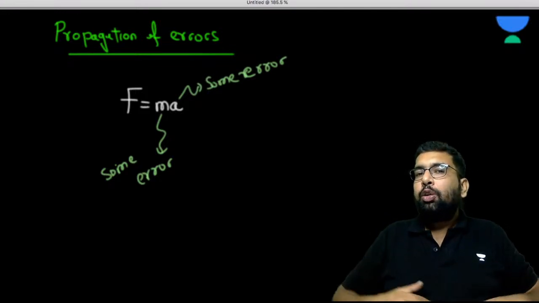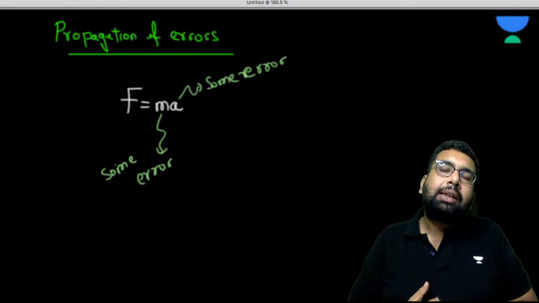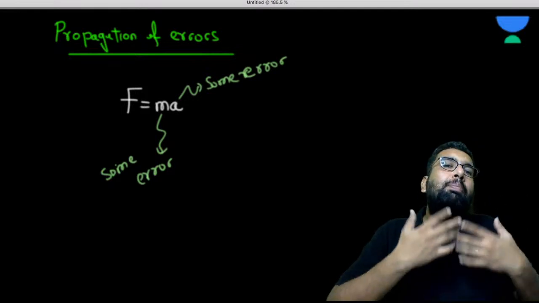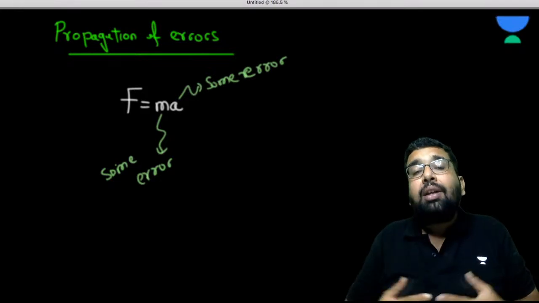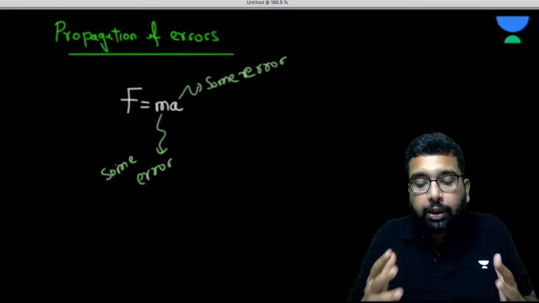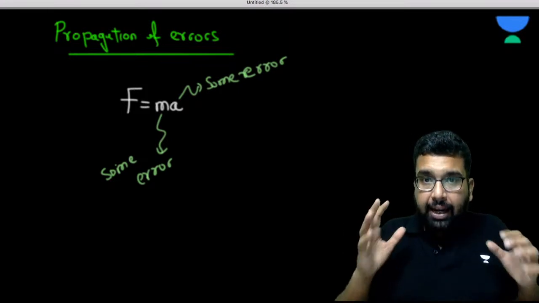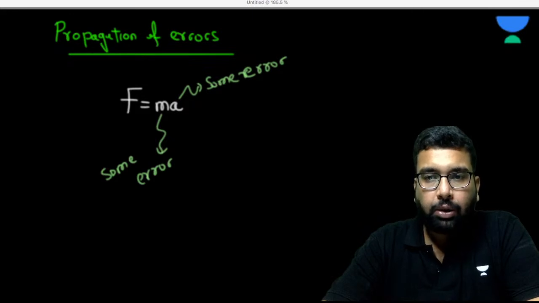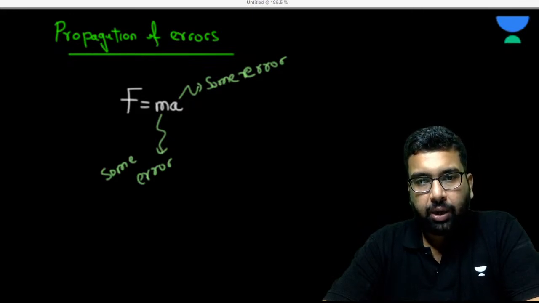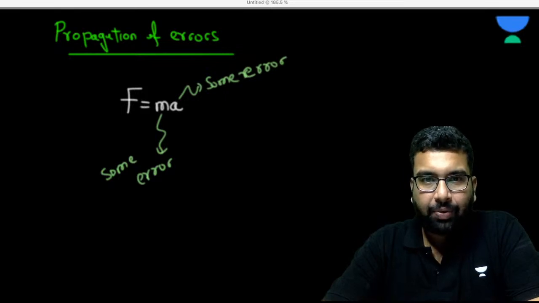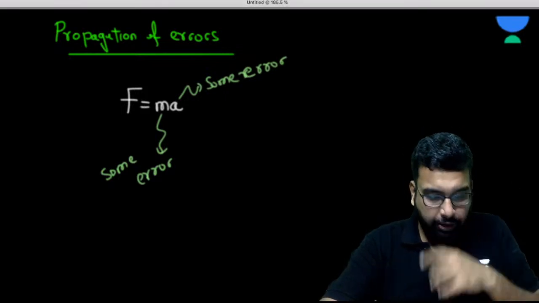So propagation of errors means that when you add, subtract, multiply or divide physical quantities having errors, what is going to be the error of the final physical quantity that you intend to find? I hope it is fine to everyone. That is the meaning of propagation of error.